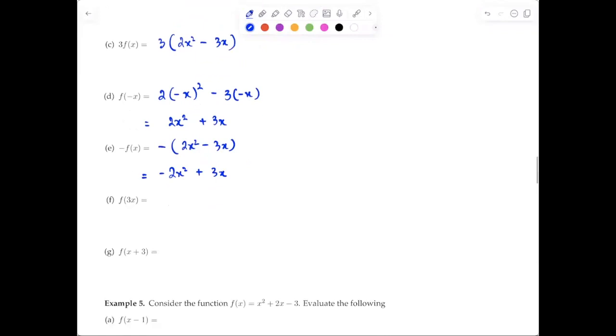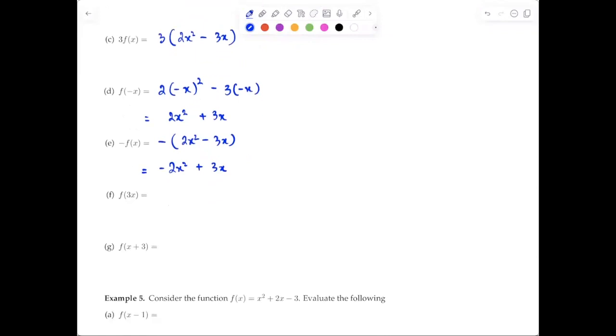For F, you have f of 3x. So anytime you see x, you replace by 3x. So you have 2 times 3x squared minus 3 times 3x. So you have 2 times 9x squared minus 9x. And you calculate this, you get 18x squared minus 9x. Again, don't focus too much on simplification at this point. I just want you to understand how to do substitution or evaluate the output of the functions.